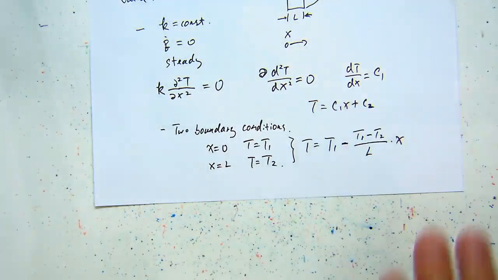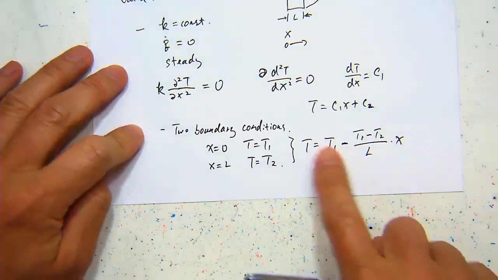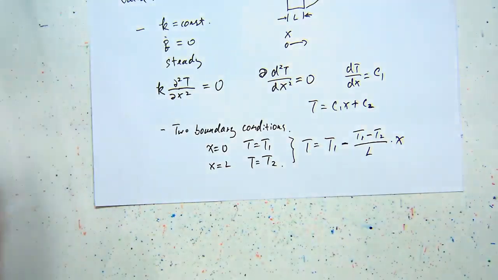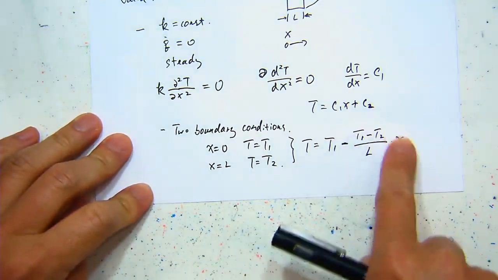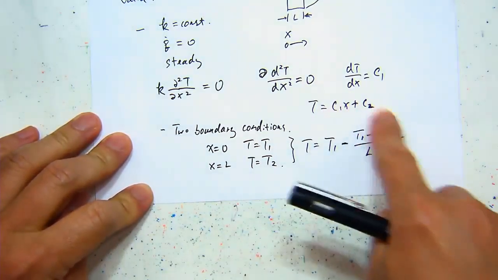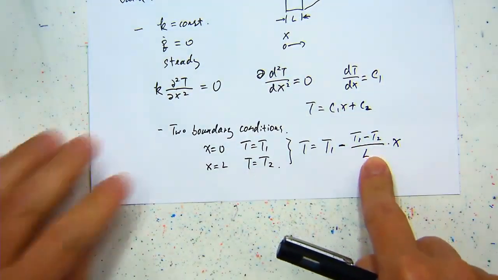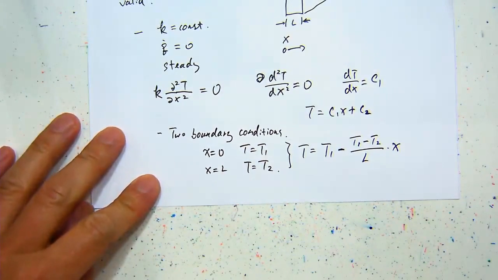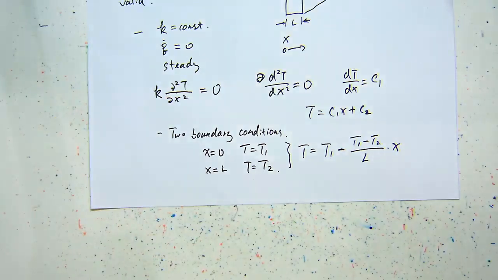So there is no point going through this mathematical process. When you bring in these two conditions, you will find C1 and C2, then you will get that. Right. So this is the temperature distribution within this plane wall, which has two temperatures on each side.